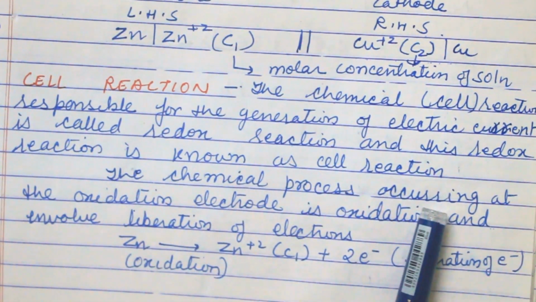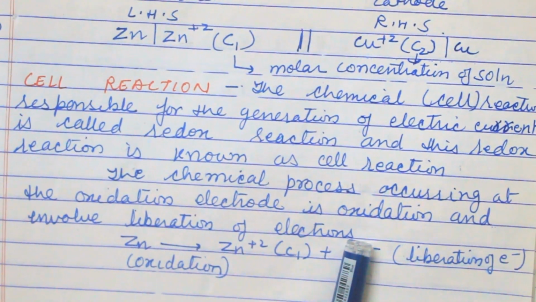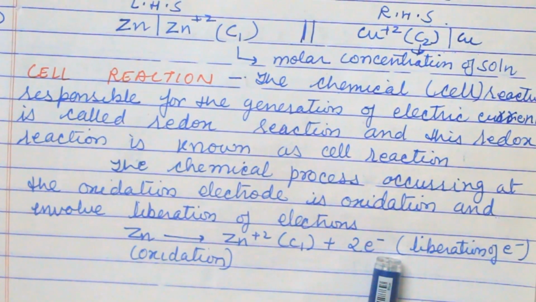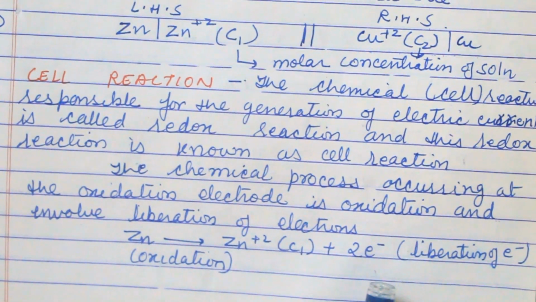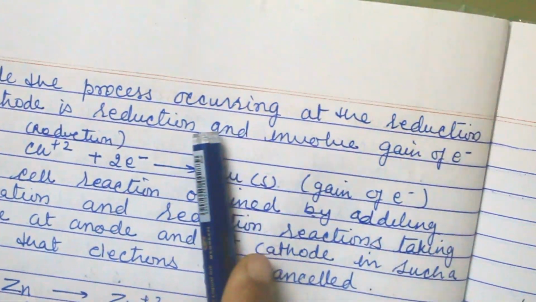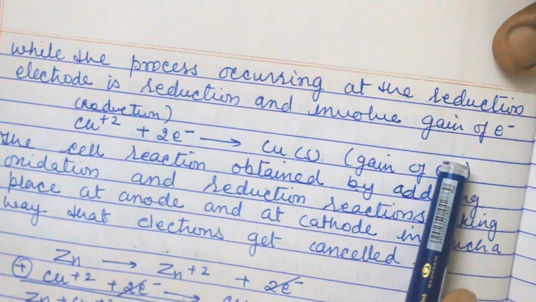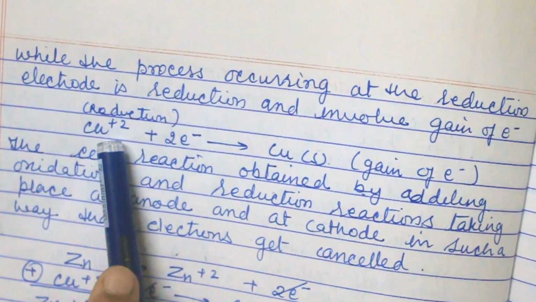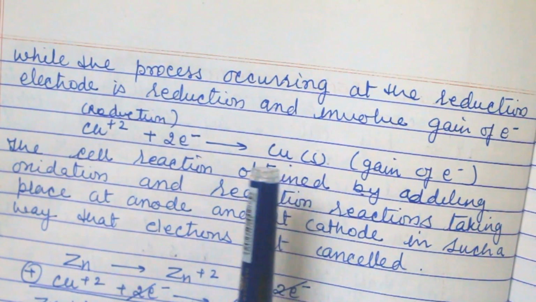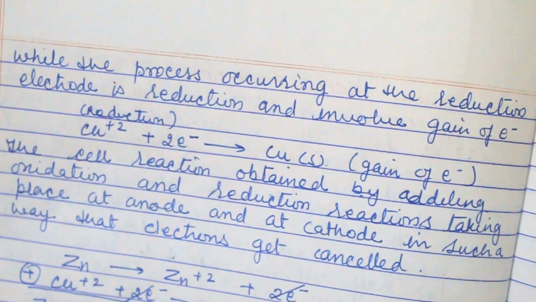The chemical process occurring at the oxidation electrode is oxidation and involves liberation of electrons. In this, oxidation takes place and zinc liberates the electron. While the process occurring at the reduction electrode is reduction and involves gain of electrons. This copper is gaining the electron and becomes solid, so it is reduced and resides at the right hand side of the cell.